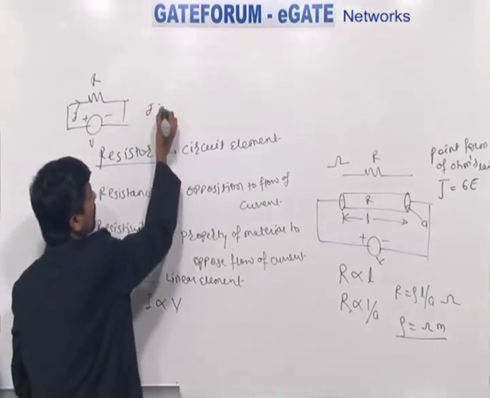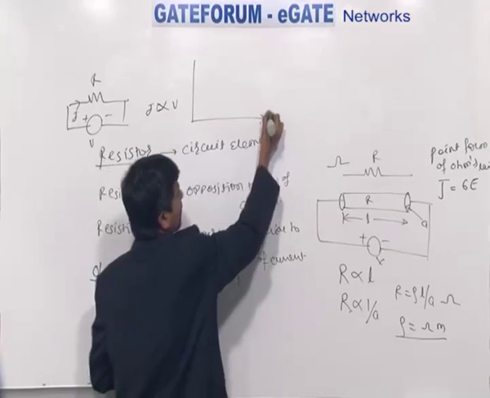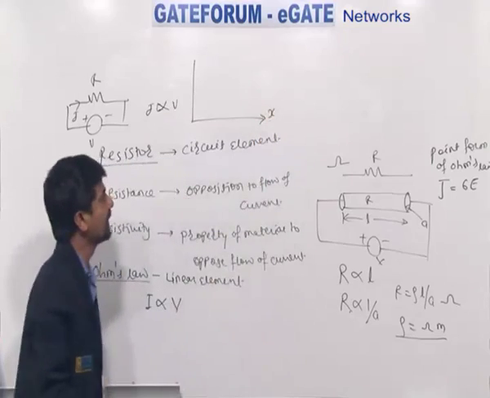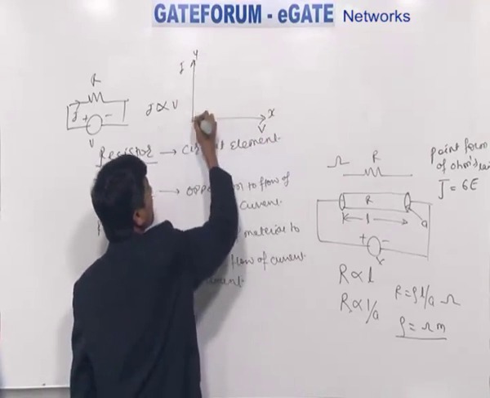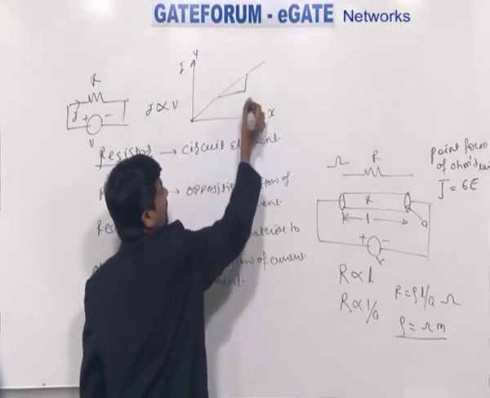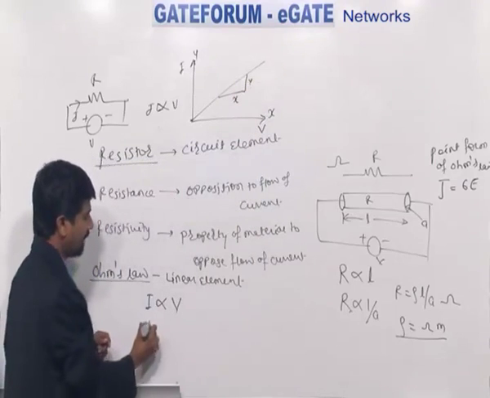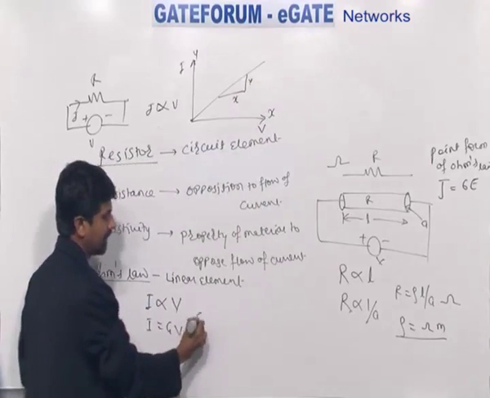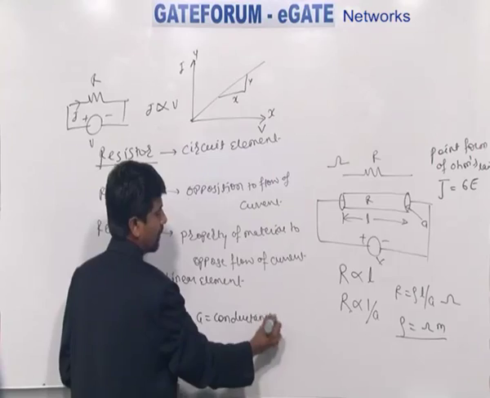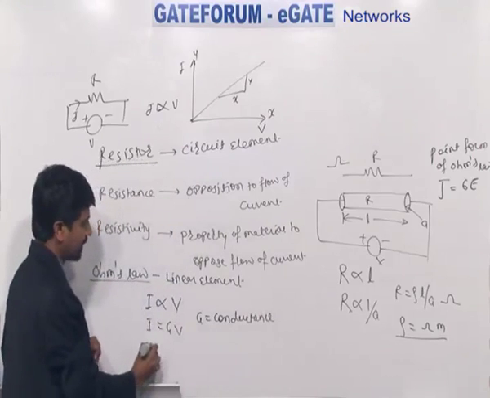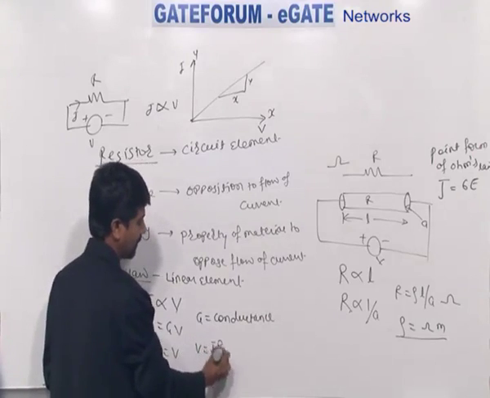So I is proportional to V. On the x-axis, voltage is the independent variable, and current is the dependent variable on the y-axis. This is nothing but the slope, which is equal to y divided by x. So I is equal to G into V, where G is the conductance, which is the reciprocal of resistance. So I divided by G is equal to V. So V is equal to I into R.